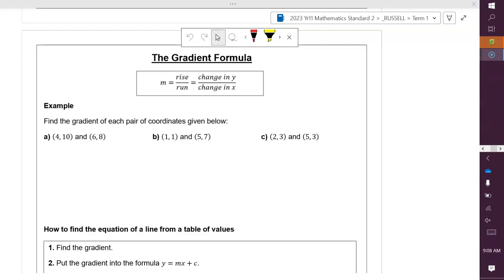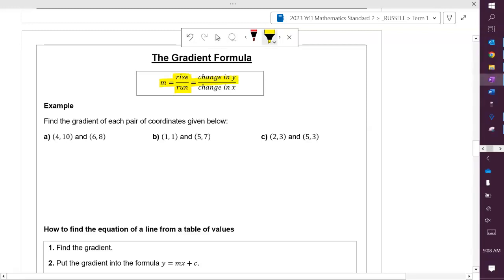In this lesson, we're looking at the gradient formula. So the gradient formula we know is rise over run, but it can also be spoken about as the change in y over the change in x. Another way we can write that is our y2 value minus our y1 value over our x2 value minus our x1 value. So looking at that second y value and subtracting the first, and that second x value and subtracting the first x value.